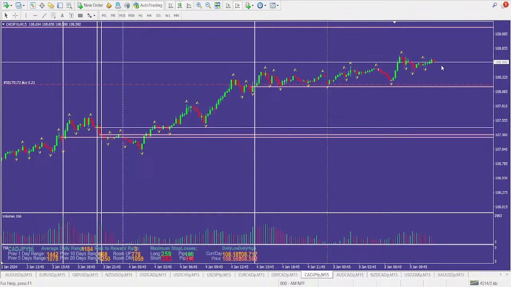So we'll wait for this one and see, will price come down, test the demand level, or price go up and test the supply level. Whichever one happens first before the news. Obviously, if it comes to the supply level first, we'll look to sell, and then if it comes to the demand level here, we'll look to buy. Okay, there we go. That's CADJPY.